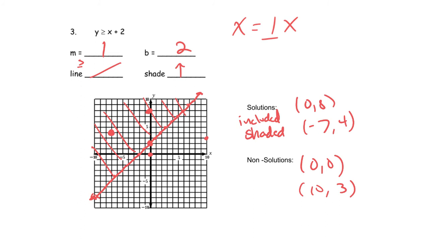We can check each of those. I'm just going to check one real quick that's not a solution just to show you how. Let's do the (10, 3). If I put that in here, that's going to be 3 is greater than or equal to 10 plus 2. That means 3 is greater than or equal to 12, and that is not true. Therefore, that being non-shaded is correct.